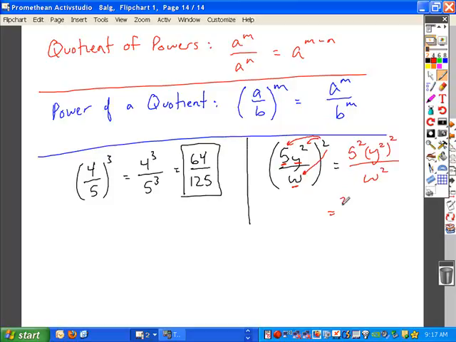So when you simplify it, 5 squared is 25. When you take a power to a power, you do what with the exponents? Not add. You multiply. Now, in this case, adding gives you the same thing, but just coincidentally. And so when you take a power to a power, you multiply. So 2 times 2 is 4, all over w squared. So this would be the simplified form of this.